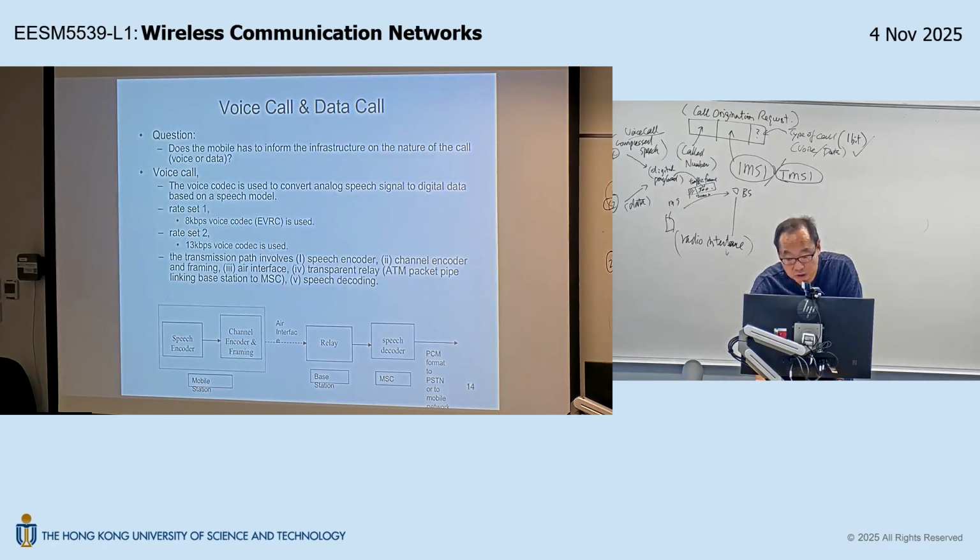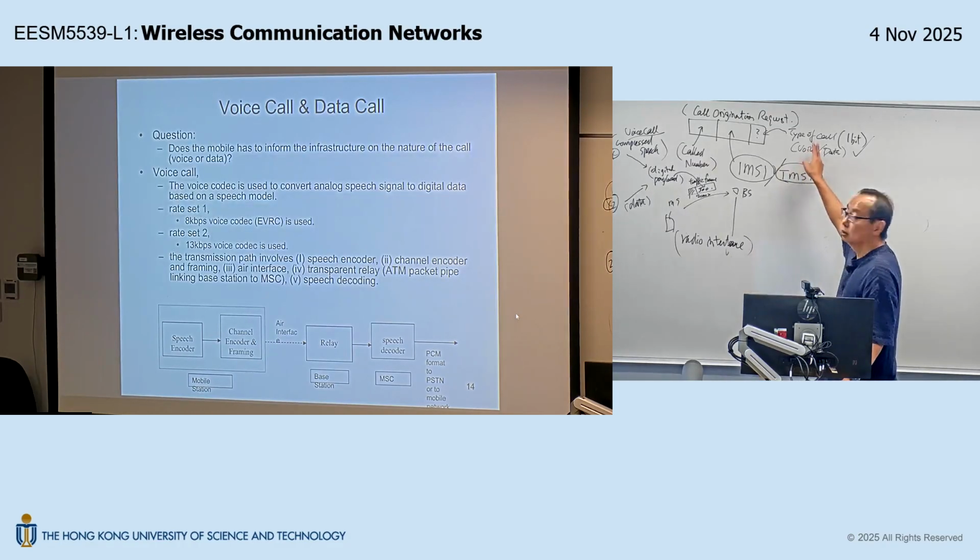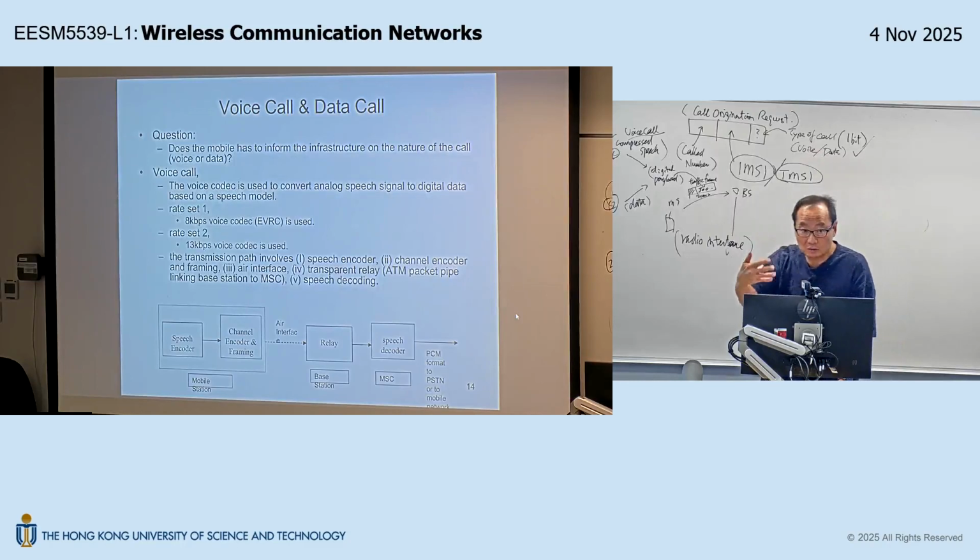Then you deliver the .wav format to the PSTN. Is that okay? So that's why the infrastructure needs to know the type of call, because they have to prepare different entities to terminate your call. If this is a speech call, the infrastructure, not the base station, but the mobile switching center, precisely, needs to find a speech decoder to terminate your speech encoded packets so that the output becomes a standard .wav file, so that it can be understood by the PSTN.